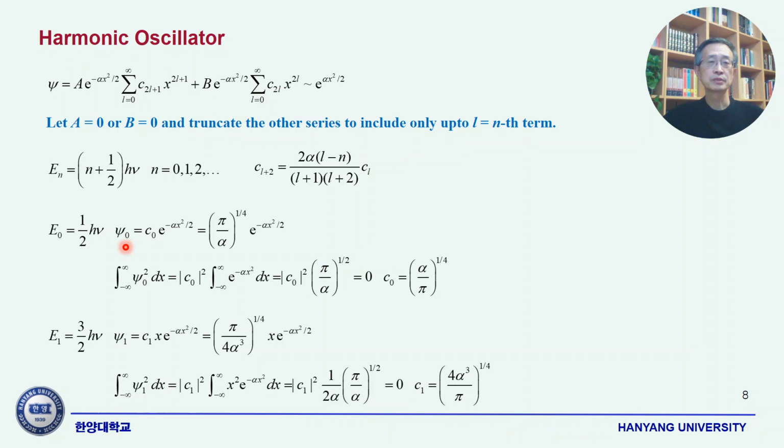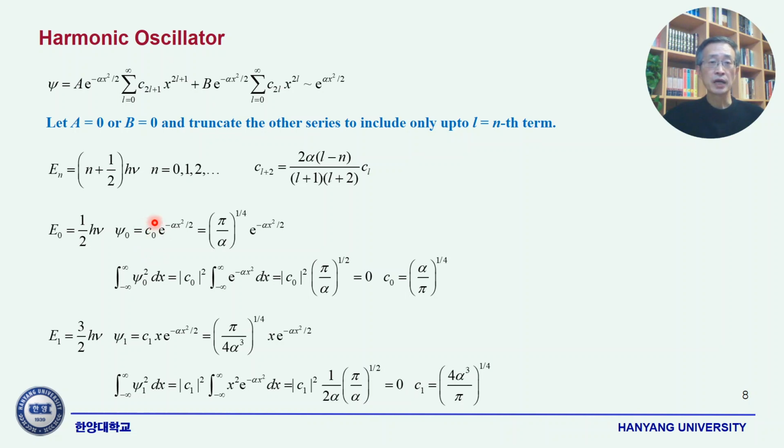For psi 0, in this case we set A equal to 0, so we don't consider odd powered terms. We consider only even powered terms, but with n equal to 0 we truncate so that we include only up to C0, and C2 equals 0. That gives you this energy. So our wave function is only the first term, C0 times e to the minus alpha x squared over 2, with x to the 0 being 1. Then you have to determine this C0.